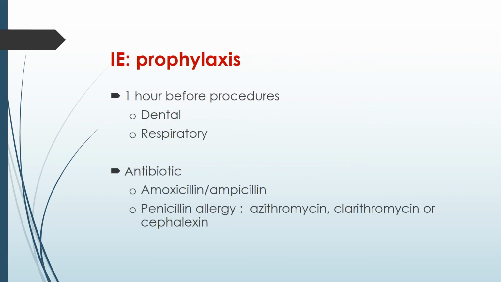The use of prophylactic antibiotic before certain procedures is recommended for patients at high risk of developing infective endocarditis as mentioned earlier. The prophylaxis should be given 1 hour before dental procedures such as dental extraction and respiratory procedures such as tonsillectomy. Amoxicillin or ampicillin is the antibiotic of choice. However, if the patient is allergic to penicillin, azithromycin, clarithromycin, or cephalexin can be used as alternative.